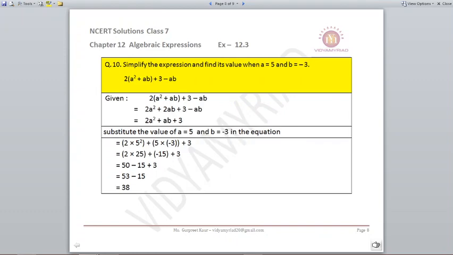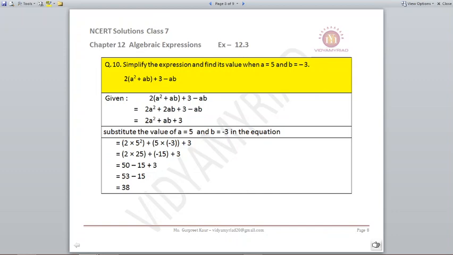Question number 10. Simplify the expression and find its value when a is 5 and b is minus 3. Now let's see the expression. It's given in the bracket. The first step is to open the bracket, and the second step is to collect the like terms and then solve it. So when I open the bracket, 2 into a square is 2a square and 2 multiplied by ab is 2ab. So my expression formed is 2a square plus 2ab plus 3 minus ab.